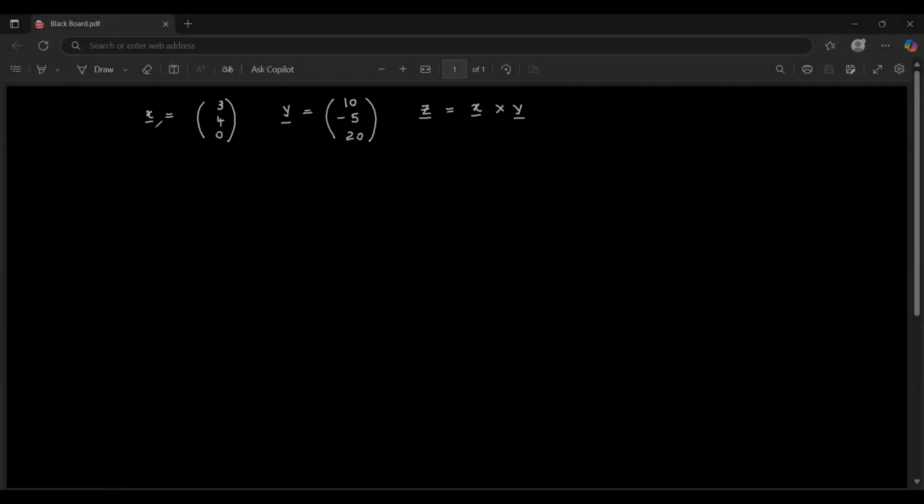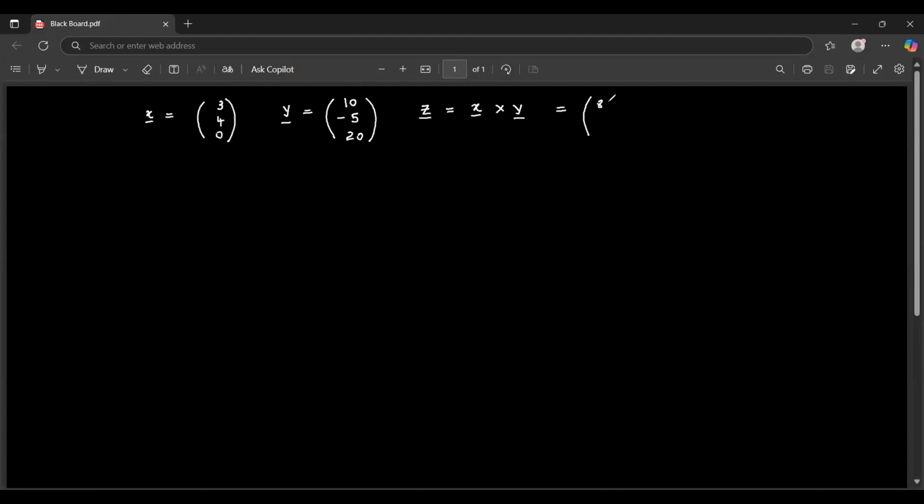So here we have been given two vectors x and y, and v is given as x cross y. Okay, if you looked at the last video about vector product, you know the output. We found that out as 80, minus 60 and minus 55. Now what I want you to do is do this in the opposite way.